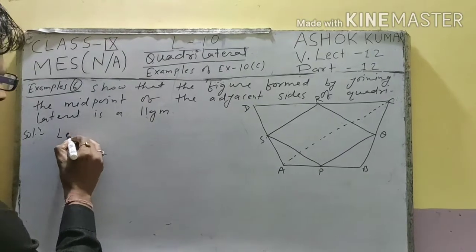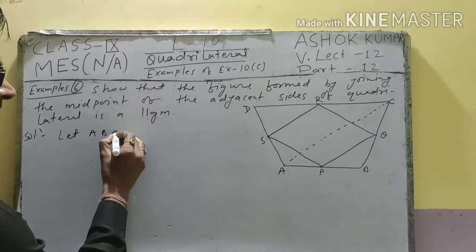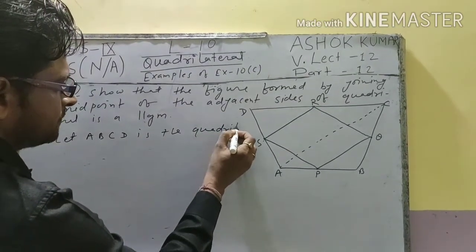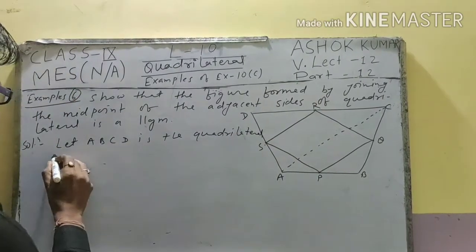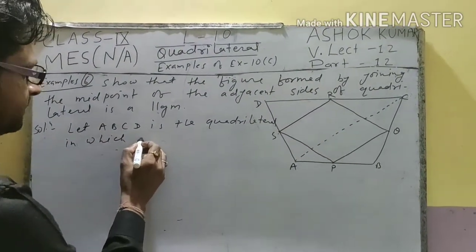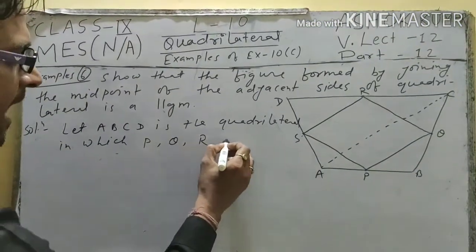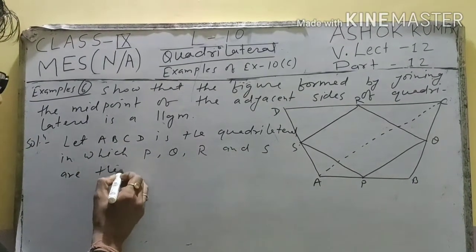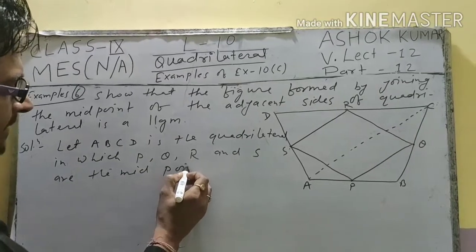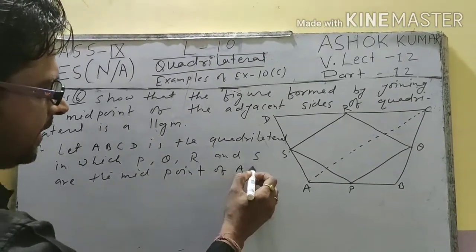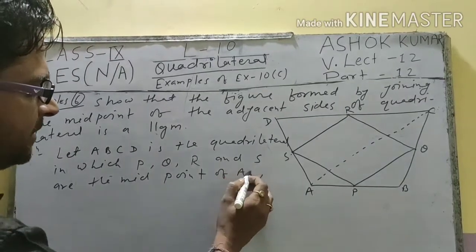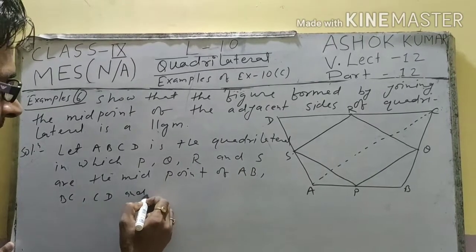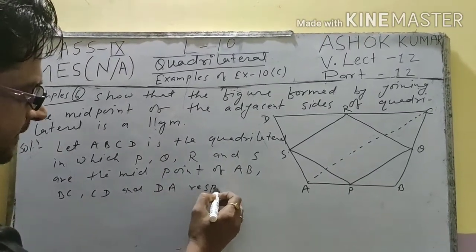So first of all, student, write down: let ABCD be a quadrilateral in which P, Q, R and S are the midpoints of AB, BC, CD and DA respectively.